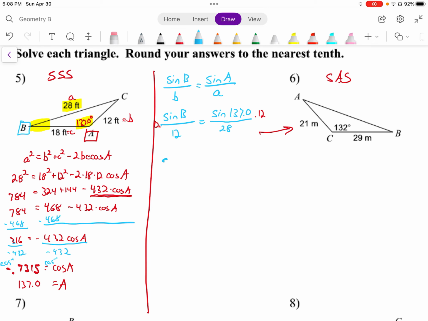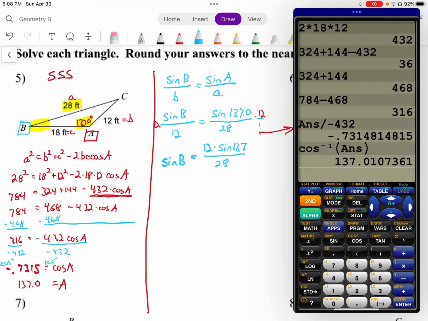Again, I'm maybe writing more than I need to. I probably could just plug some of it in my calculator now, but I'm going to write this. I often put the 12 first because I don't want to get it mixed up into my sine of 137. So it's 12 times the sine of 137 over 28. I'll bring my calculator back out here. And notice I still have this 137 in my calculator, so I'm just going to use that when I type this in.